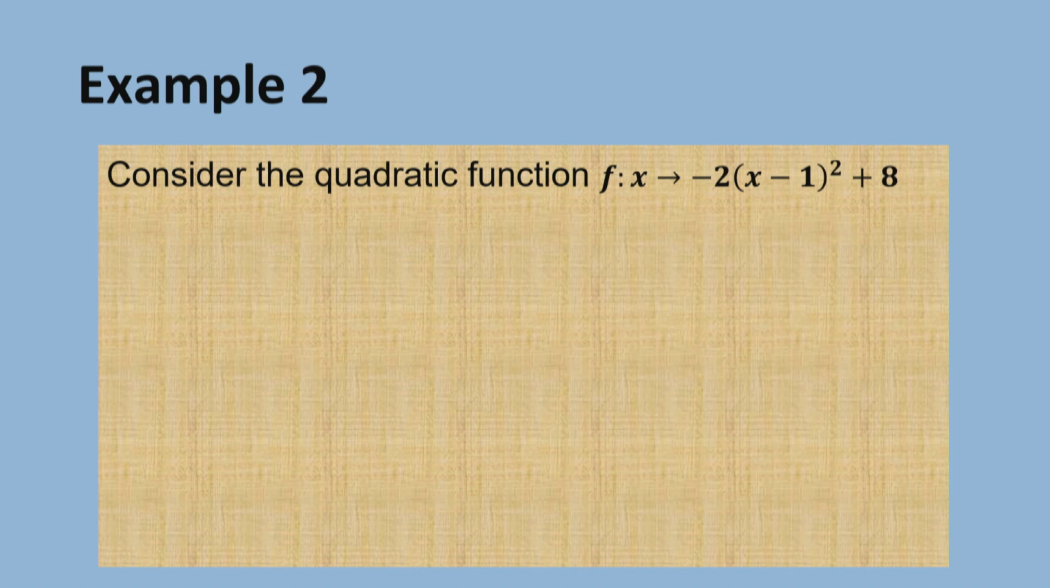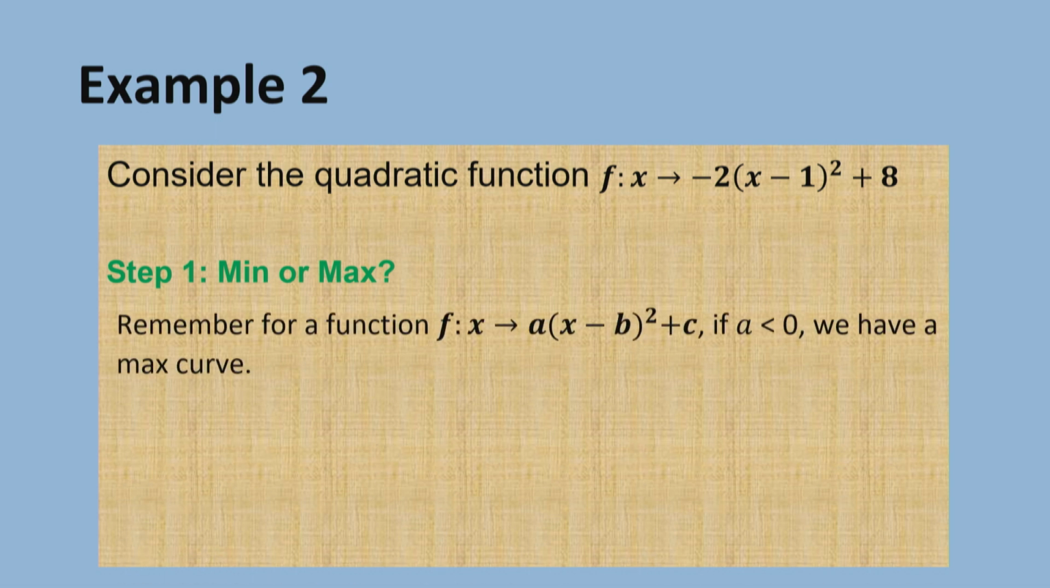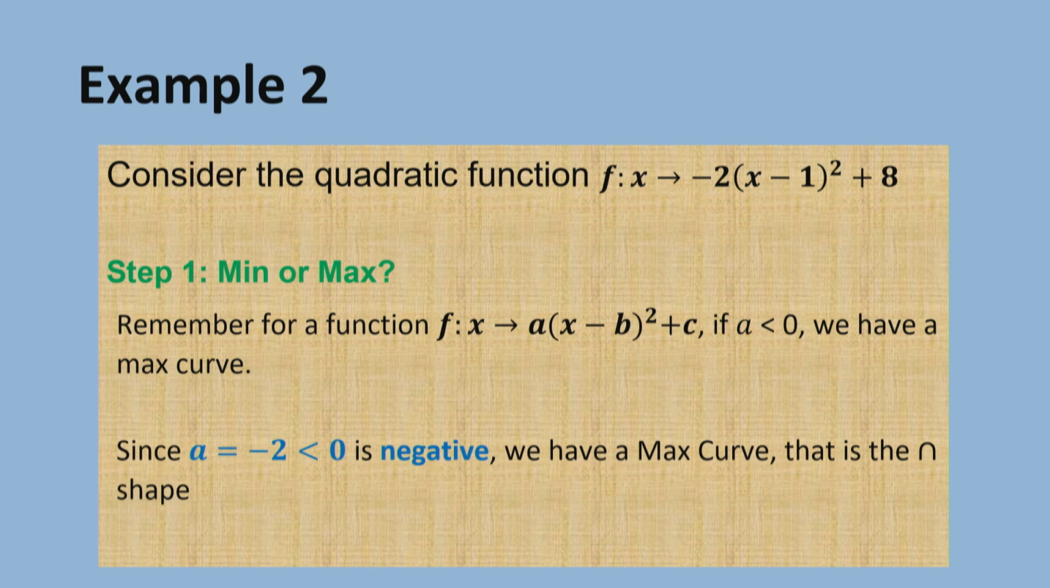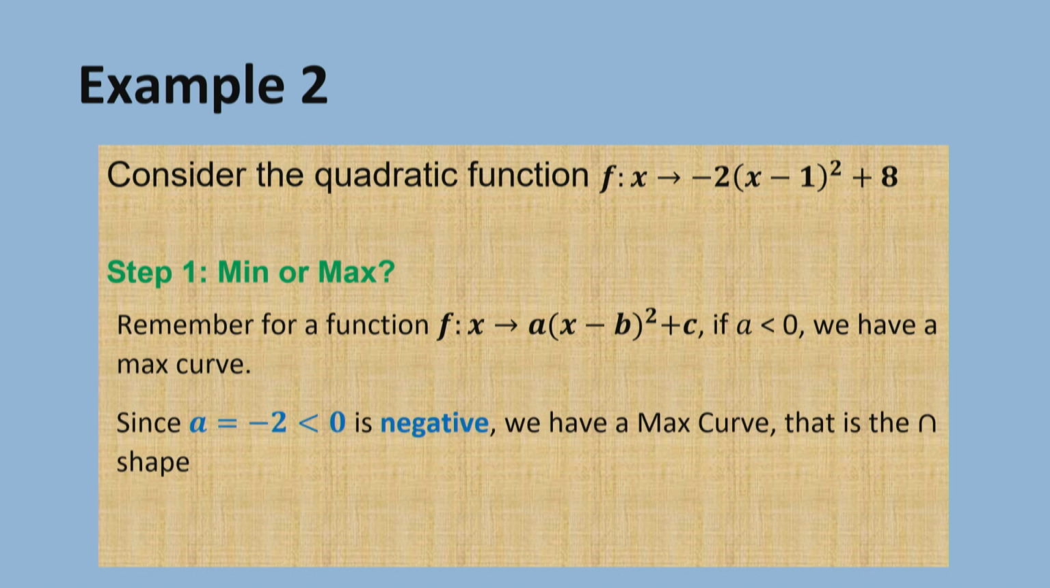Now, if we consider this function, that is f of x equal to negative 2 bracket x minus 1 to the square plus 8, what can we say? Is it a minimum or a maximum? Well, remember, if a is less than 0, we have a maximum curve. In our case, what is the value of a? Well, a is minus 2. Minus 2 is less than 0, that is negative. So we have a maximum curve, that is the N shape.